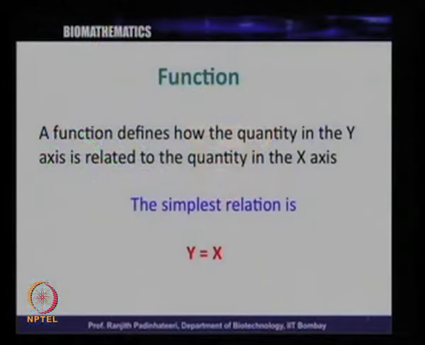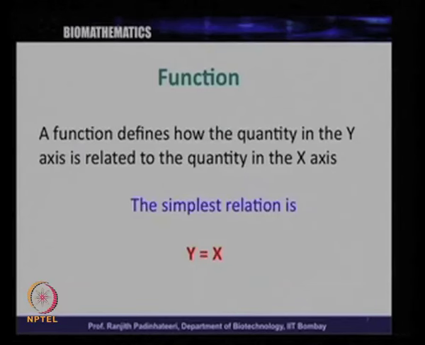So, what is the simplest relation that you can think of? The simplest relation that you can think of is nothing but y is equal to x. If we define a function as how a quantity on the y axis is related to the quantity on the x axis, the simplest relation is basically y equal to x.